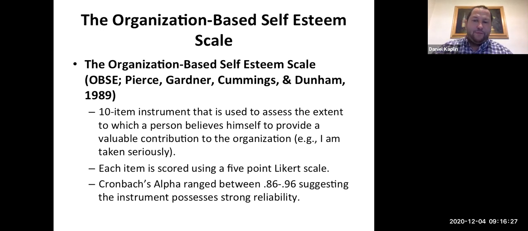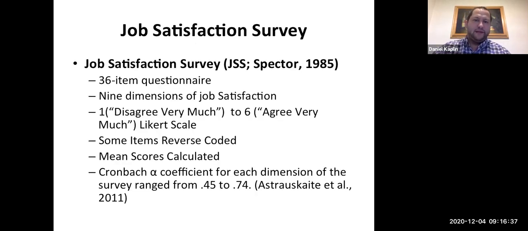Now we use a 5-point Likert scale, and then you talk about reliability estimates like Cronbach's alpha. And you do the same thing for all of them. This is the job satisfaction survey. It provides anchors at the end, disagree very much, agree very much. And then you report the Cronbach's alpha.